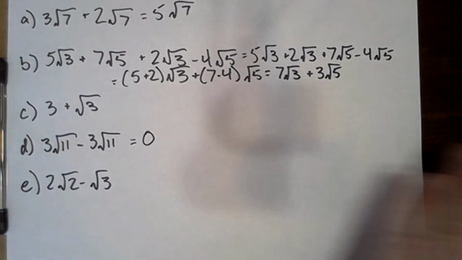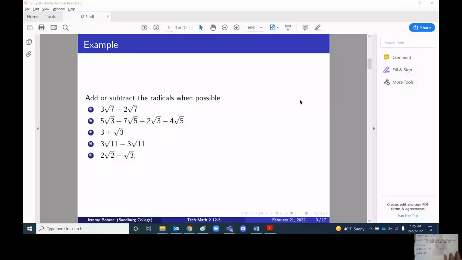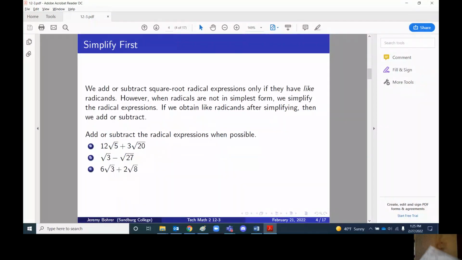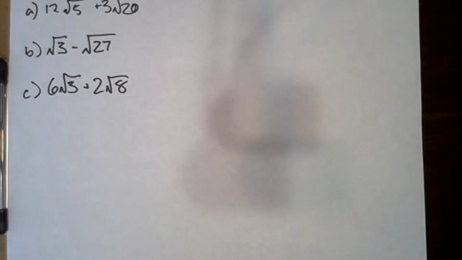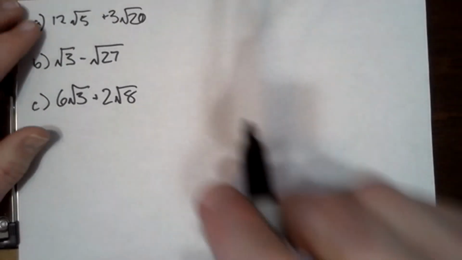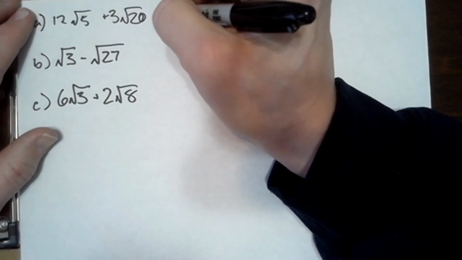Moving on. Next, we will deal with these problems here. We're going to add or subtract the radical expressions when possible. So we start with part A. We've got 12 times the square root of 5 plus 3 times the square root of 20.